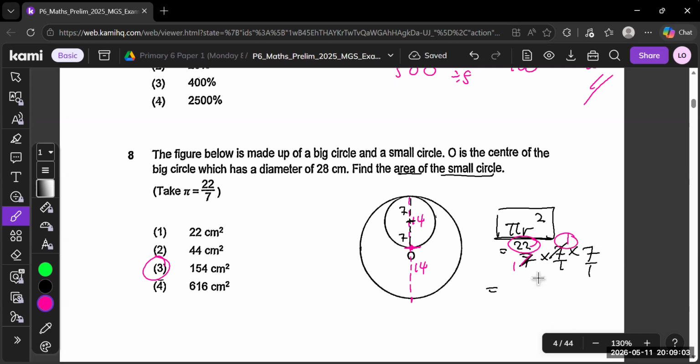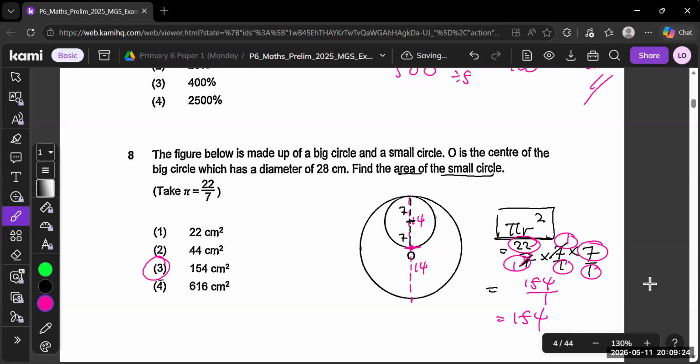Okay, and you get 154, and you multiply the denominators, and you get 1. So 154 divided by 1 is still 154. So that's the area of the small circle. Okay. All right. These are all basic, your concept, your basics. So you shouldn't get this wrong.